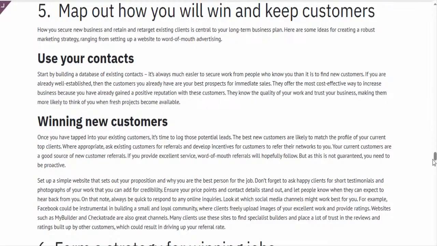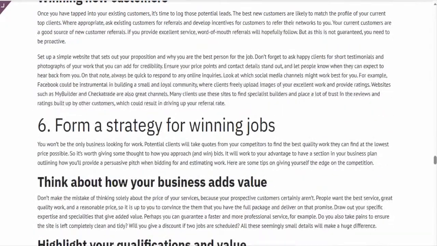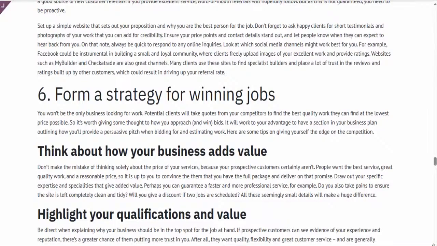If you provide excellent service, word-of-mouth referrals will hopefully follow. But as this is not guaranteed, you need to be proactive. Set up a simple website that sets out your proposition and why you are the best person for the job. Don't forget to ask happy clients for short testimonials and photographs of your work that you can add for credibility. Ensure your price points and contact details stand out, and let people know when they can expect to hear back from you. On that note, always be quick to respond to any online inquiries.